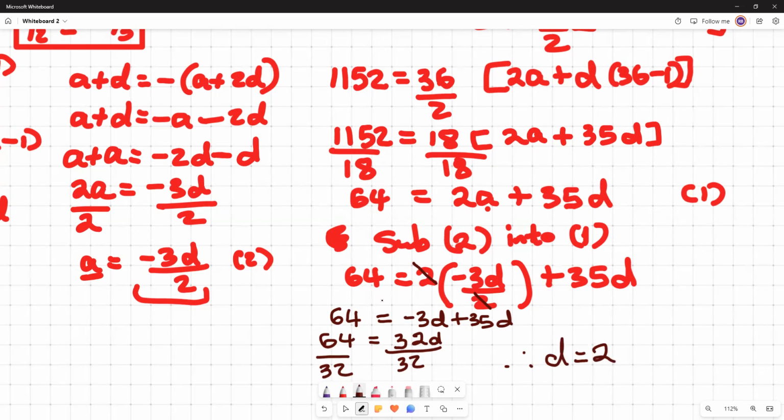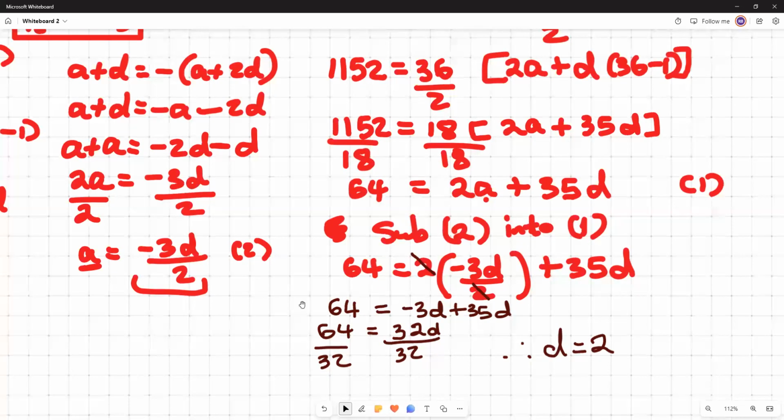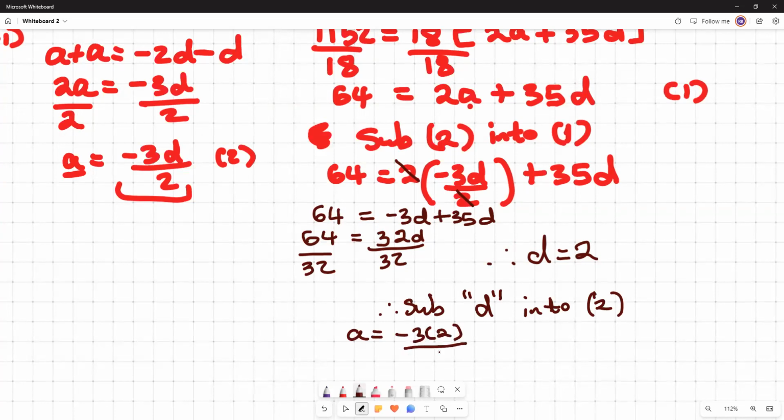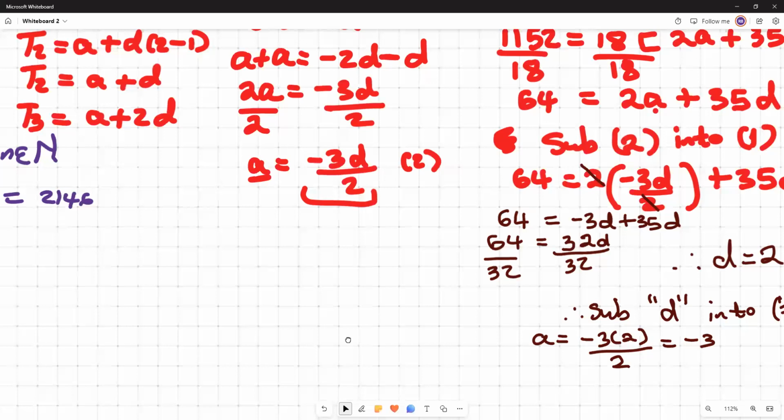Right. And then you are going to say, therefore, we're going to sub d into equation 2. So we have a equals to minus 3 into bracket 2 over 2. This 2 cancels that one. Your a is negative 3. So once we have a and d, we are sorted. We can get our first 3 terms now.